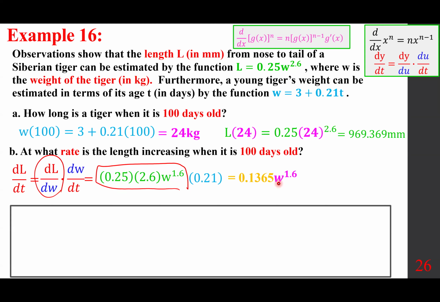However, since we just want the rate when it's 100 days old, and we know when it's 100 days old W is 24 kilograms, we can replace the W with 24, put it into a calculator, and we get 22.0532 millimeters per day. The units are the units of the length over the units of the time. So very straightforward, everybody.